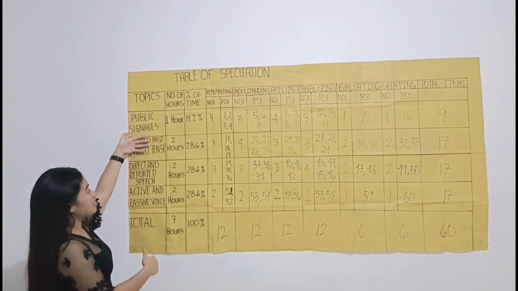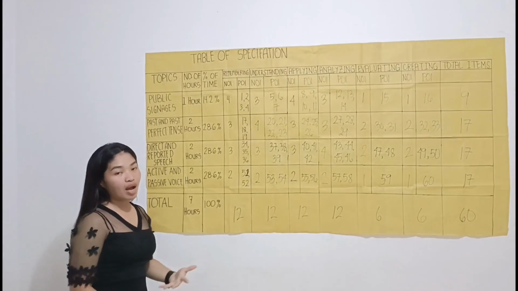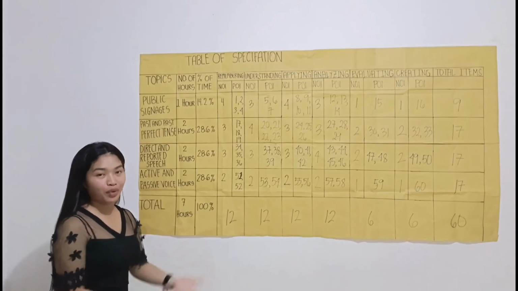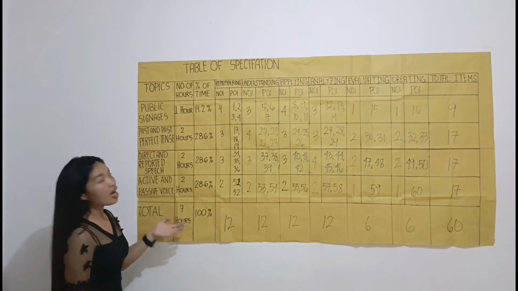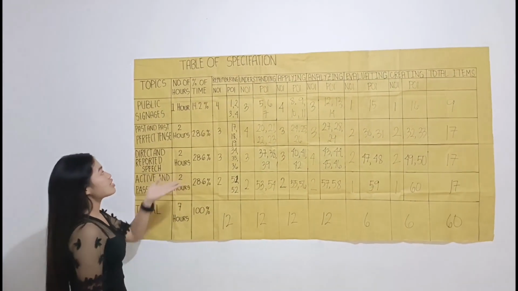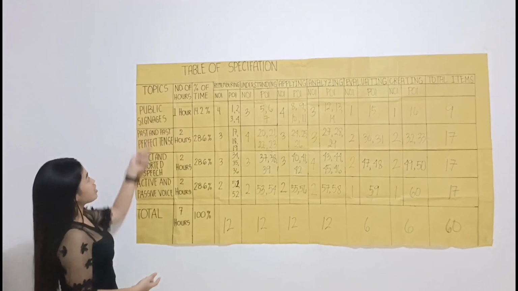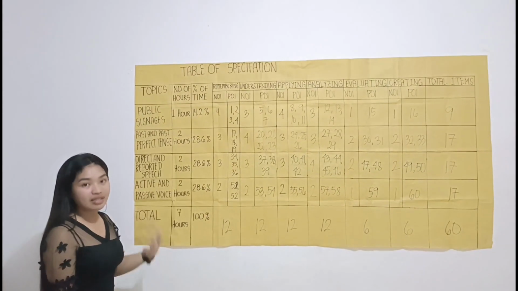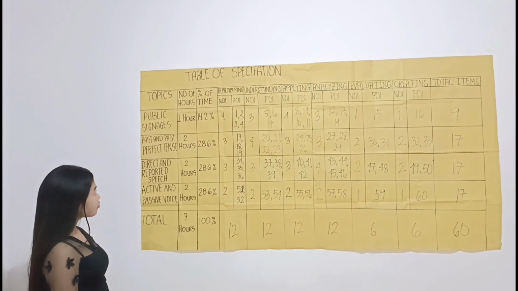We see in this column the topics that will be included in your examination. And in the second column, we have the number of hours. This talks about how many hours these topics were discussed by a teacher.